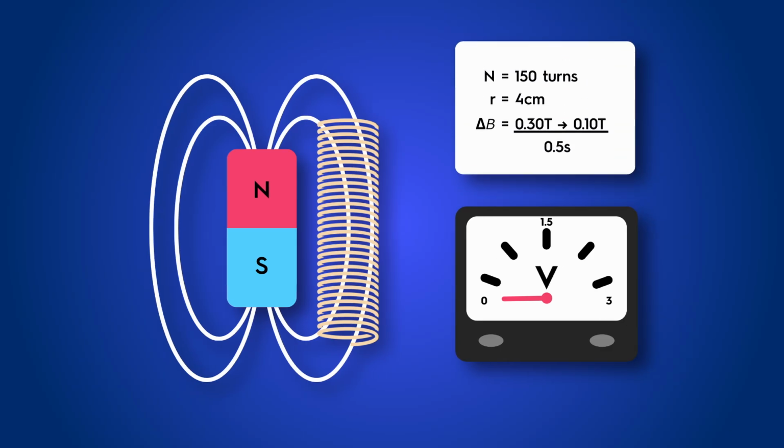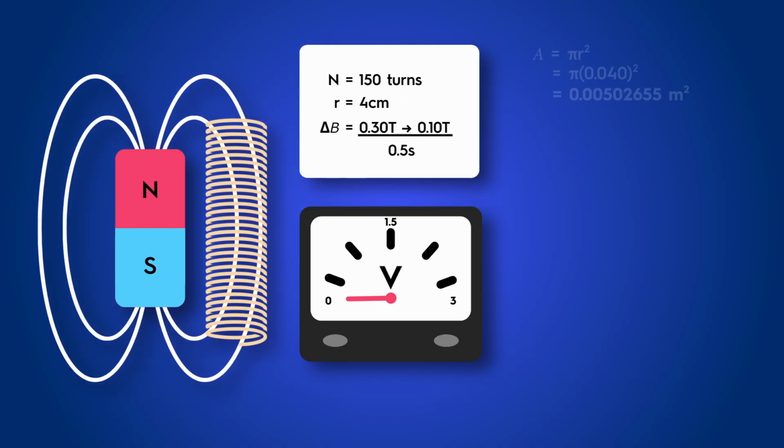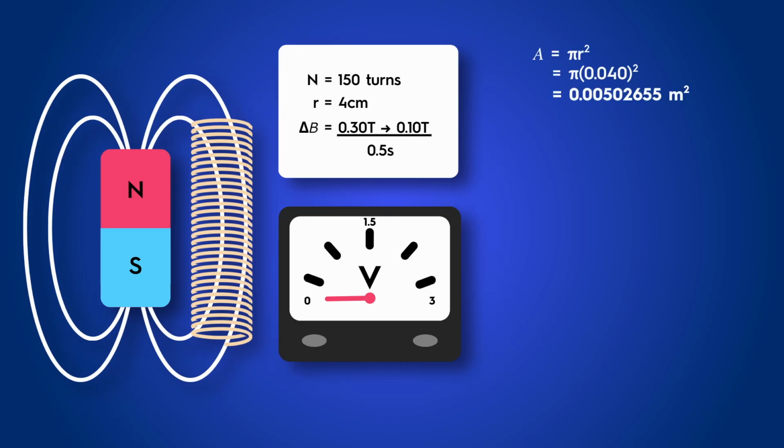We have a 150-turn coil with a radius of 4 centimeters. It sits with its plane perpendicular to the field. The field decreases from 0.3 Tesla to 0.1 Tesla in half a second. The area is pi times the radius squared, so pi times 0.04 squared. Because the field is perpendicular to the loop, the angle is 0 degrees and cosine is 1.